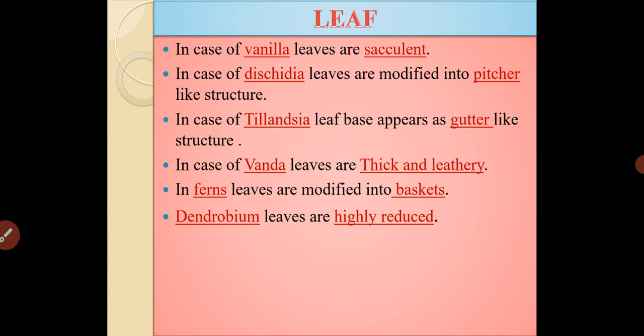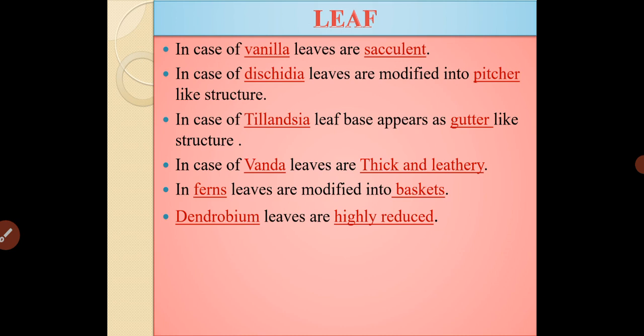Let us move towards the leaf. In the case of vanilla, leaves are succulent. In the case of Discidia, leaves are modified into a pitcher-like structure. In the case of Tillandsia, the leaf base appears as a gutter-like structure. In the case of Vanda, leaves are thick and leathery. In the fern, leaves are modified into a basket-like structure. Dendrobium leaves are highly reduced.